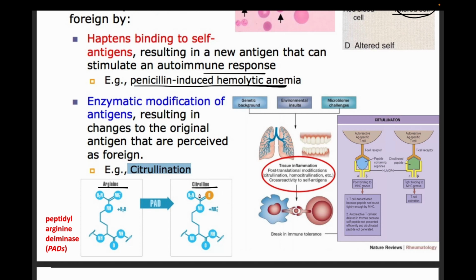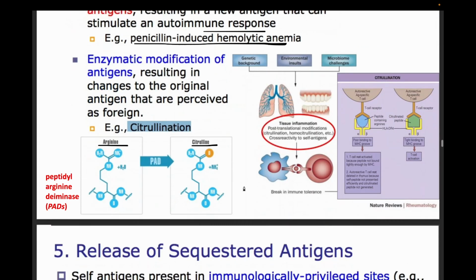And this citrullinated self-antigen is altered and is considered to be foreign by the body. Therefore, activation of self-reactive T cells will occur, if they are present. Consequently, when the self-reactive cells are activated, antibodies will be produced against the self-antigen, and we will have autoimmunity.